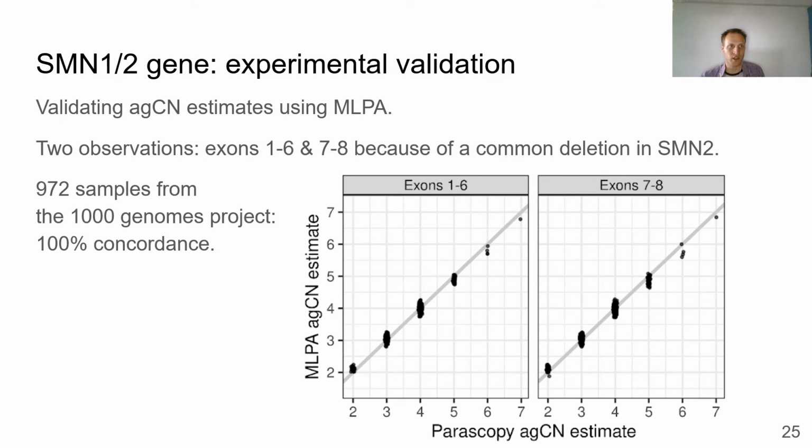Next, we wanted to validate Parascopy results. Here you can see we looked at MLPA experimental data. It provides 2 observations for each sample, aggregate copy number for exons 1 and 6, and aggregate copy number for exons 7 and 8 because of the common deletion. And across 970 samples that we looked at, we have 100% concordance.